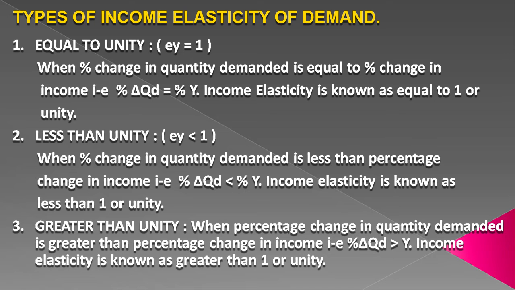Third case is elasticity greater than 1 or greater than unity. When percentage change in quantity demanded is greater than percentage change in income, that is known as elasticity greater than 1 or elasticity greater than unity. For example, suppose income increases by 20%, demand increases by 30%. Here we can say that percentage change in quantity demanded is greater than percentage change in income. This is known as elasticity greater than 1 or elasticity greater than unity.